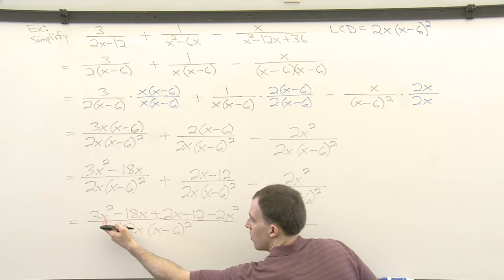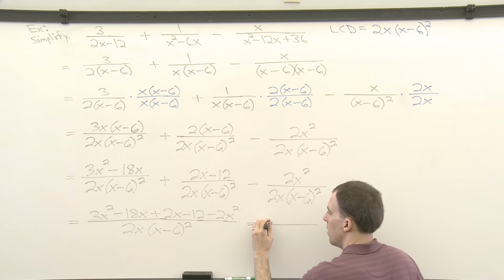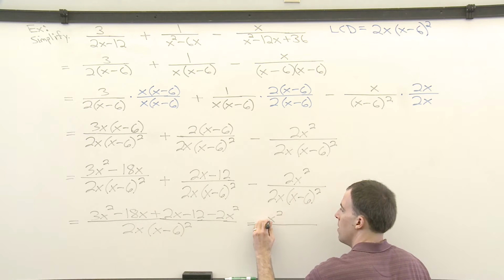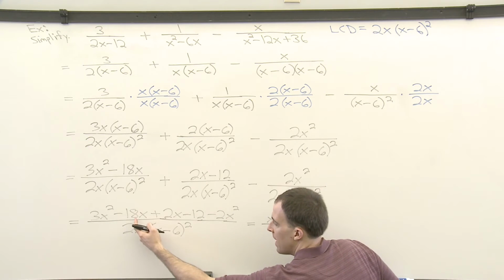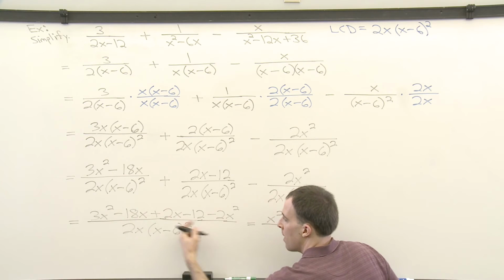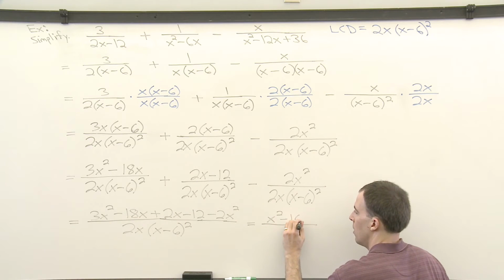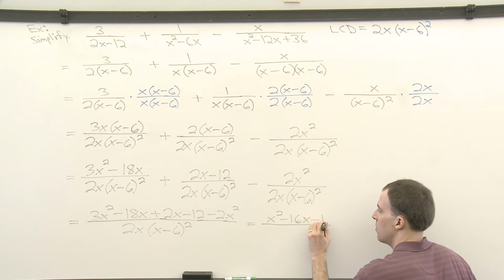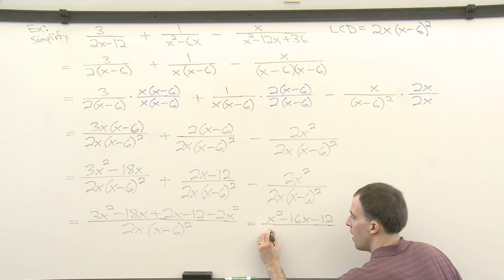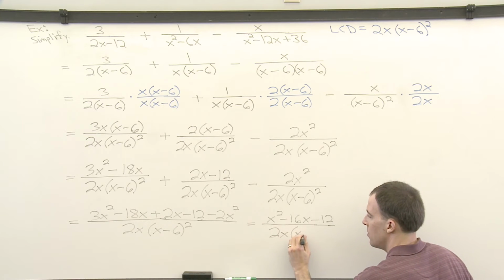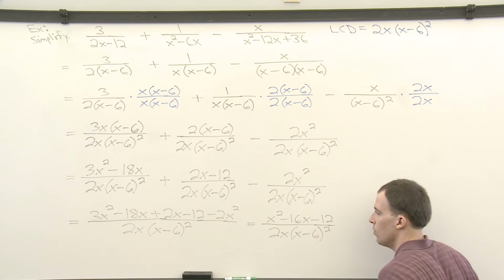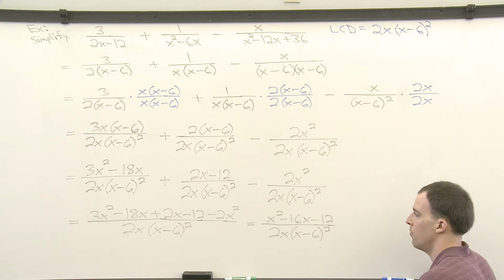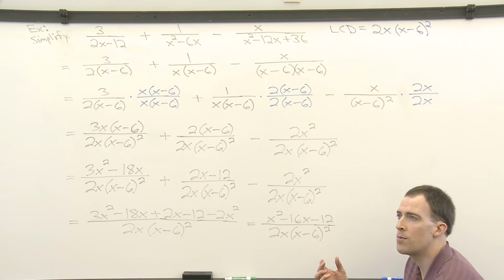So let's see. 3x squared minus 2x squared just makes a single x squared. Negative 18x plus 2x, those add up to negative 16x. And we've got the minus 12 constant term. And that's all over top of 2x times x minus 6 squared. Okay. So we've combined all the fractions into one fraction. We've combined the like terms in the numerator.